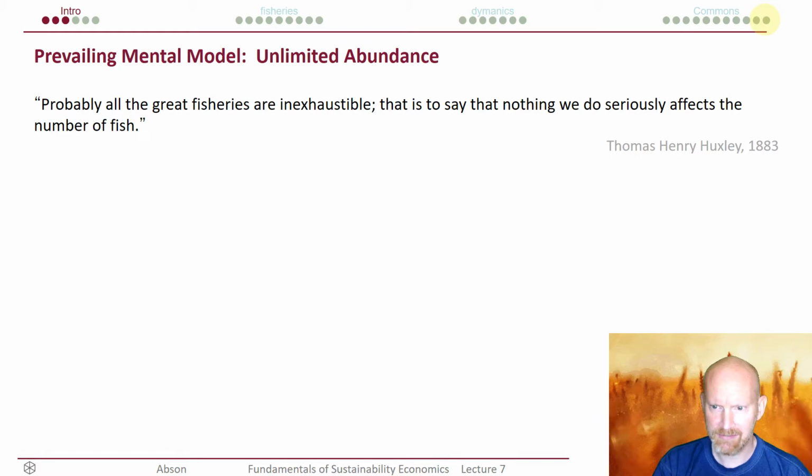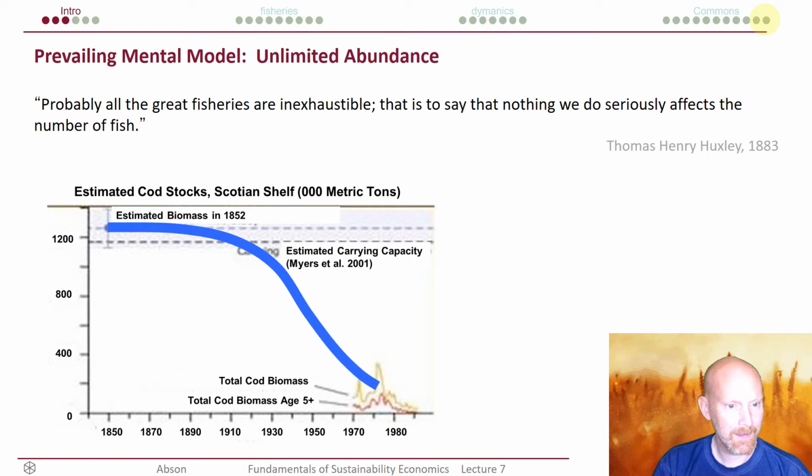So this is Thomas Henry Huxley, who was referred to as Darwin's bulldog, and he was a naturalist, and he said, probably all the greatest fisheries are inexhaustible. That is to say, there's nothing we do which seriously affects the number of fish. Well, that wasn't quite right.